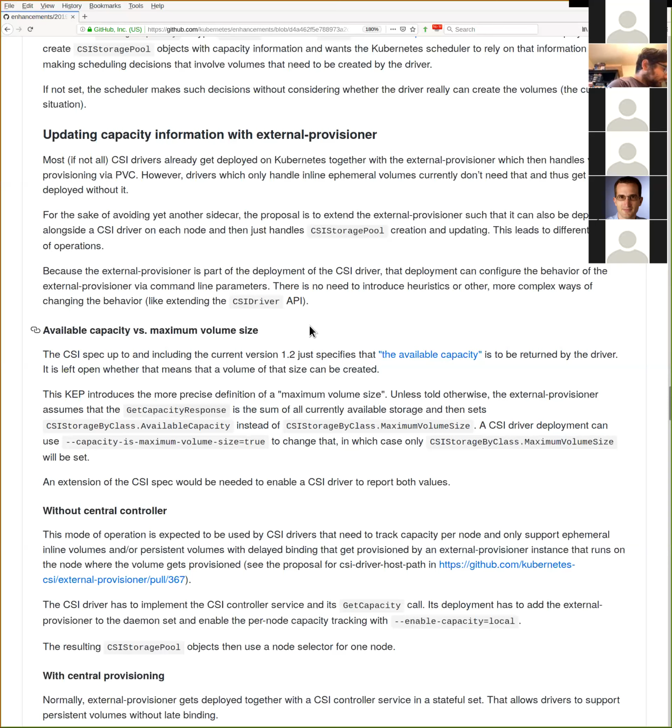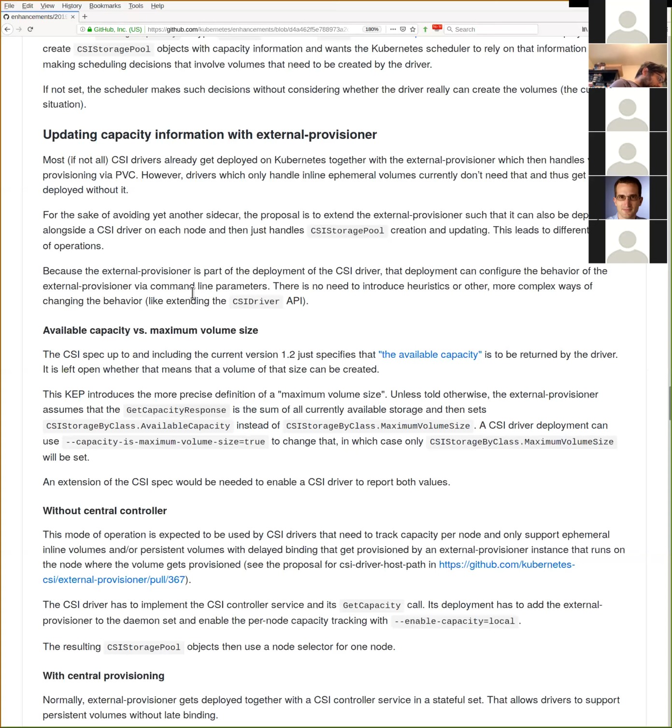Can you expand on that a little bit? Who's going to do that calculation and how? So the external provisioner, when this is enabled, will need to watch storage classes for the driver that it is responsible for. And whenever it sees a new storage class being added, it will have to check with the CSI driver what the capacity is for that storage class. And then it needs to update the storage pool accordingly.